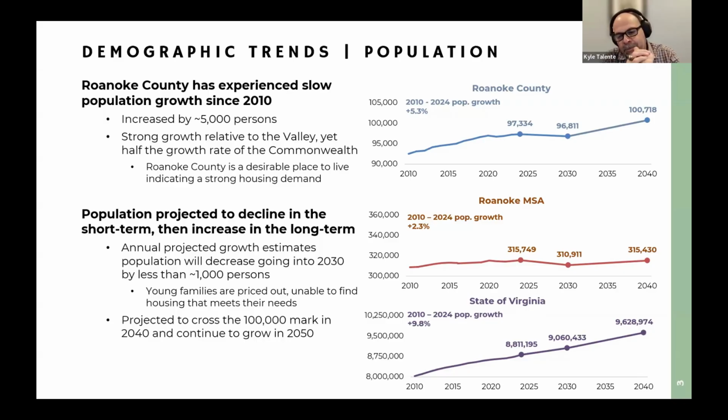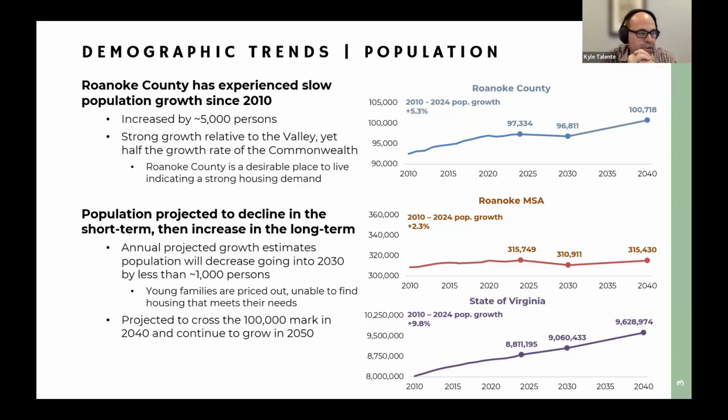Interesting thing about the data being projected by the Weldon Cooper Center, which is part of the University of Virginia, is that they're actually projecting for populations to decline over the next 5 or so years. And I'll talk about that in a minute. But then those trends are projected to reverse both locally here in Roanoke County as well as the MSA.